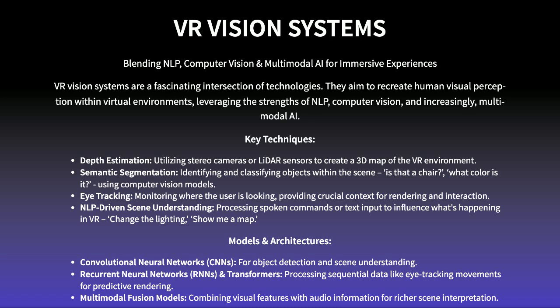Eye tracking is also critical. Knowing exactly where someone is looking helps us render things more realistically and make interactions smoother. And because users often interact with VR using voice or text, NLP plays a big role too, allowing them to give commands like change the lighting. There are some powerful models involved: CNN for object detection, RNN and transformers for handling sequences of data like eye movements, and multimodal fusion models that combine all these different streams of information. This technology is already being used in things like realistic training simulations, making experiences more accessible for people with disabilities, and creating even more immersive games and entertainment.